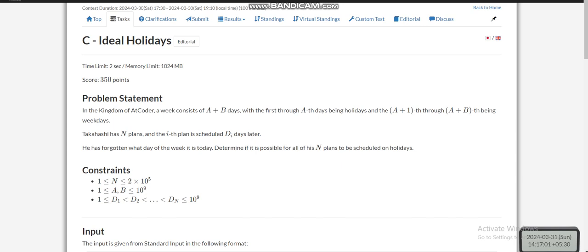Hello everyone, let's discuss the third problem of AtCoder Beginner Contest 347, which is Ideal Holidays. This is slightly tougher than the other third problems of AtCoder Beginner Contests. So let's discuss the problem first. So what is the problem?